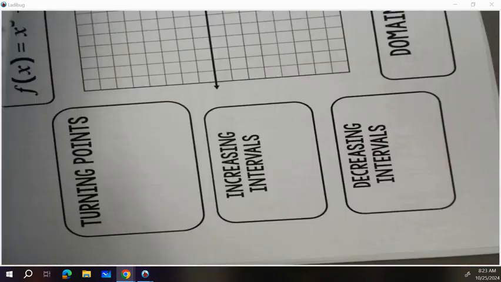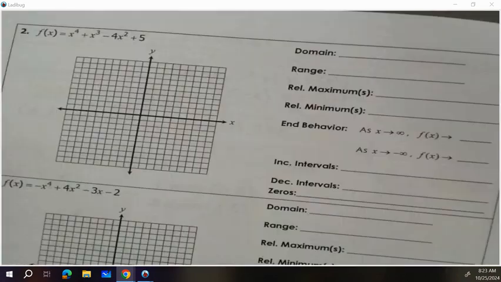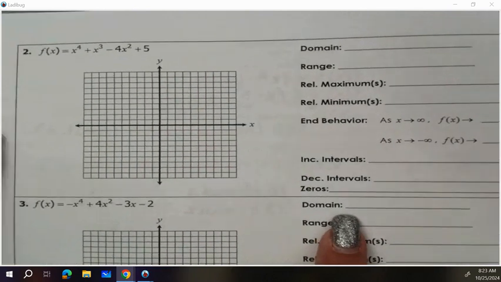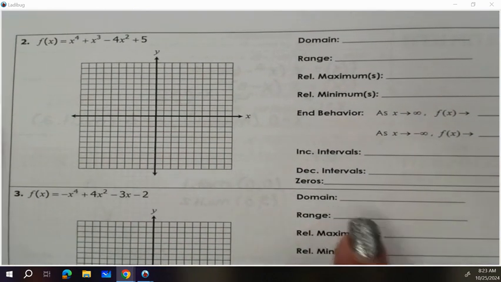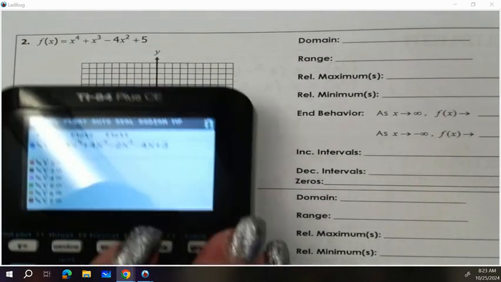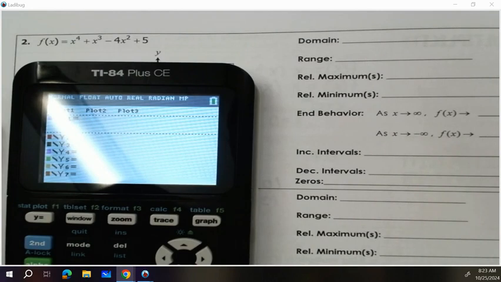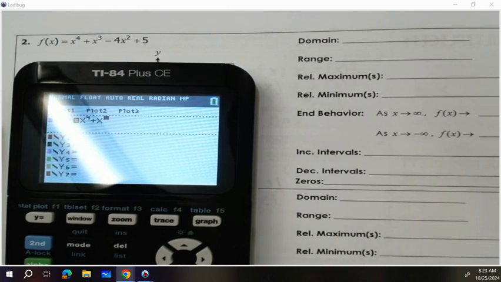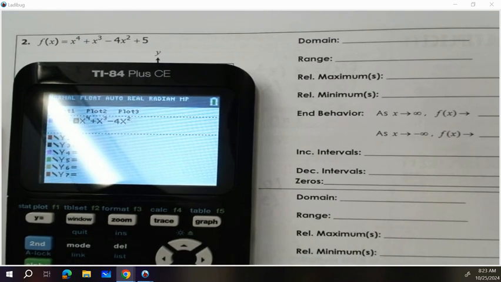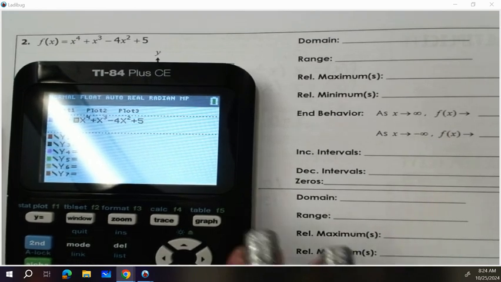Okay, we're going to put all this together now. We're going to graph this. We're going to find the zeros and all the things, okay? This is what we're going to do. So get your calculator. Type this guy in: x to the 4th, x to the 3rd, minus 4x squared plus 5.